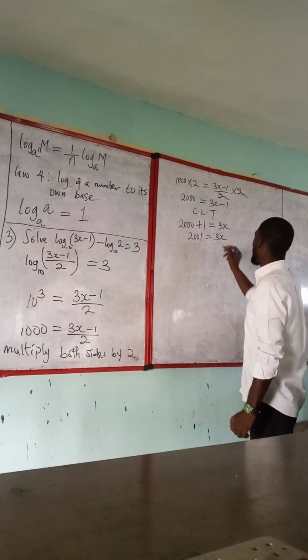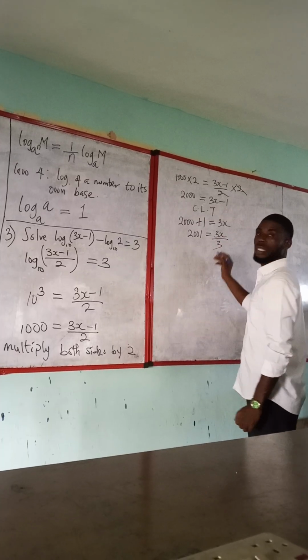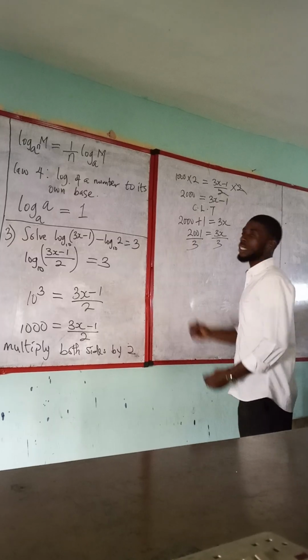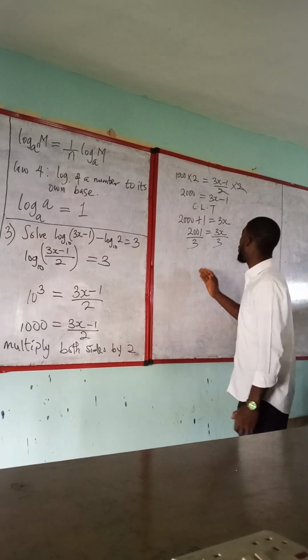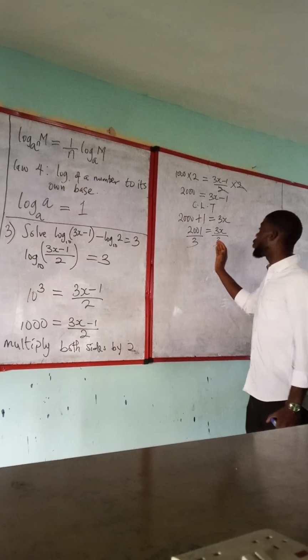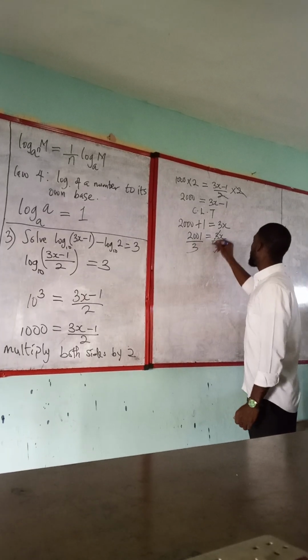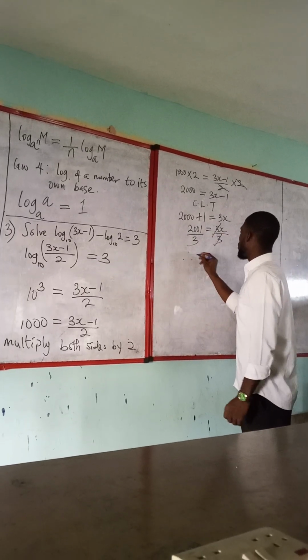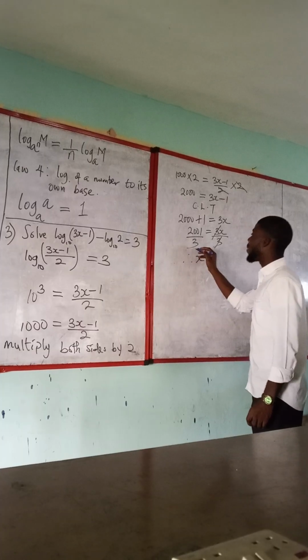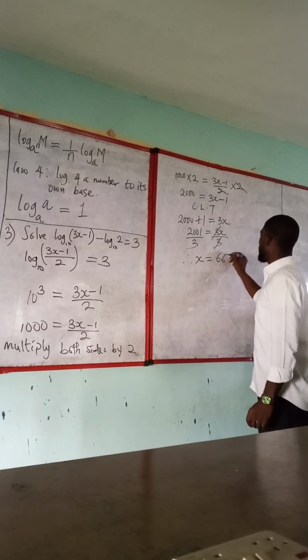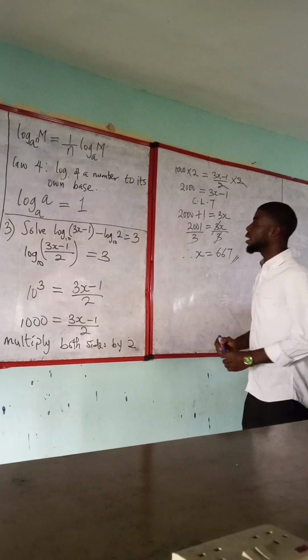3x. We divide both sides by 3 because we are looking for the value of x. And we also divide here by 3. In the equation, we said that whatever you do to the left hand side, you must also do to the right hand side. So 3 will cancel 3 here. We are left with x is equal to 2001 divided by 3, which will give us 667. And that will be our answer.